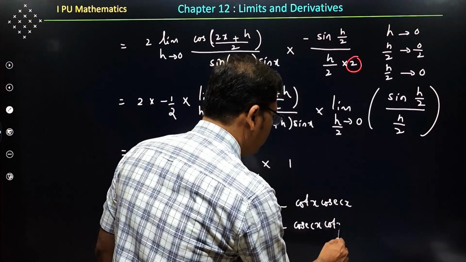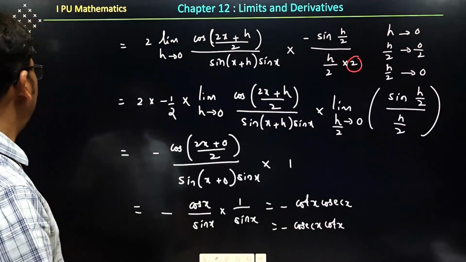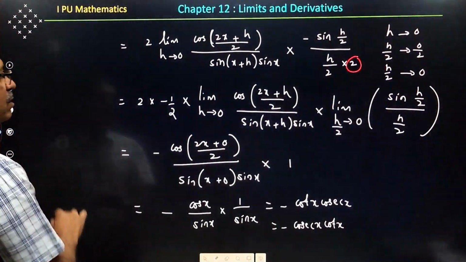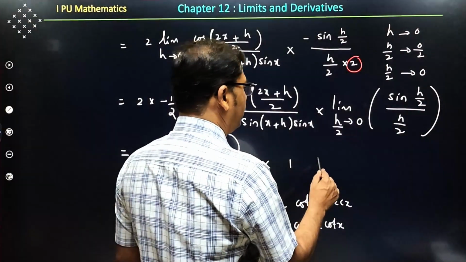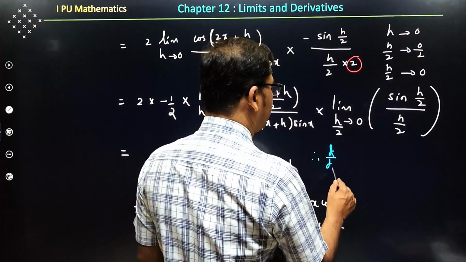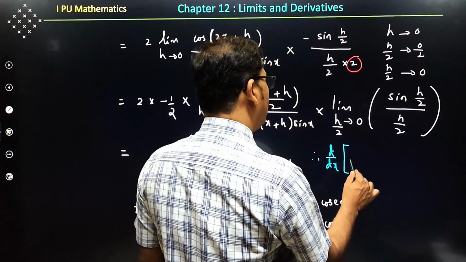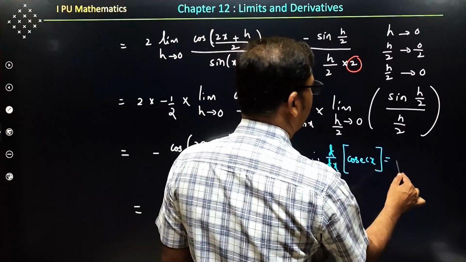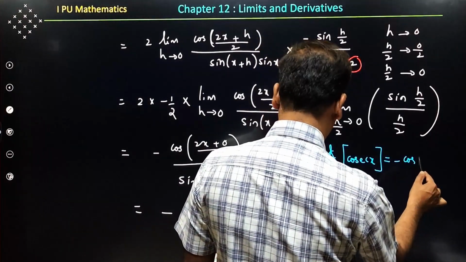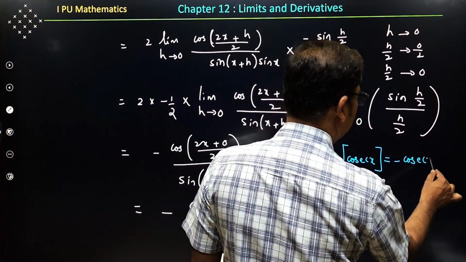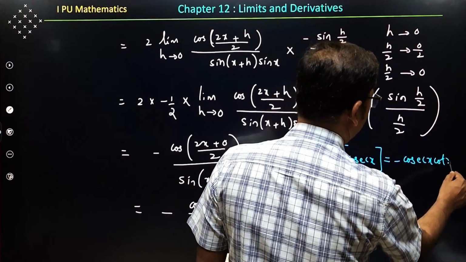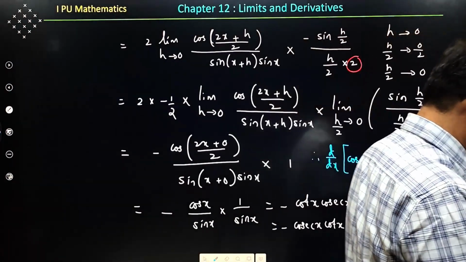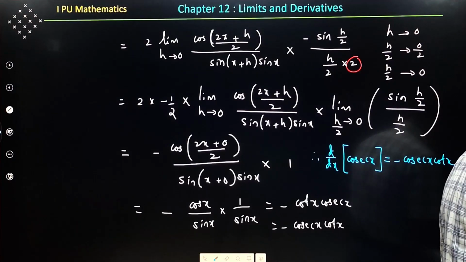So the derivative of cosec x, therefore the conclusion is, d by dx of cosec x is equal to minus cosec x into cot x. This is the formula, you need to remember this here.